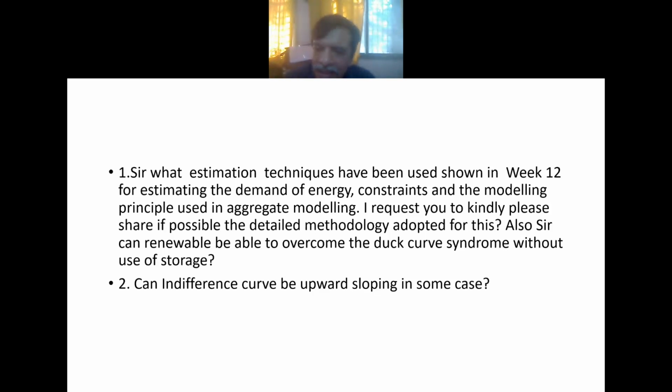If you just search on the web, you will find some cases where people have taken one good and one bad, in which case of course it could be upward sloping, because you want less of the bad and you want more of the good. But if you are talking of two goods, then it will not be upward sloping. So indifference curves would not be upward sloping based on the definition that we have of utility and the preferences, where there is non-satiation and there is monotonicity. That means more of a good is always better.